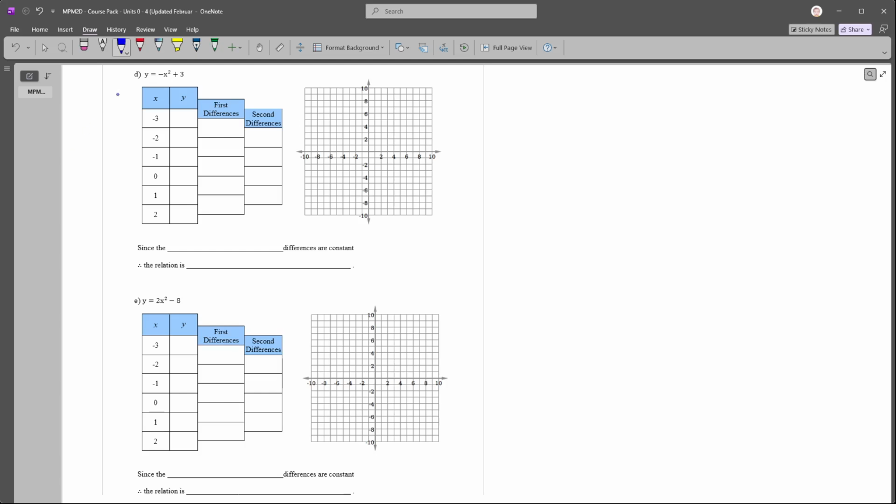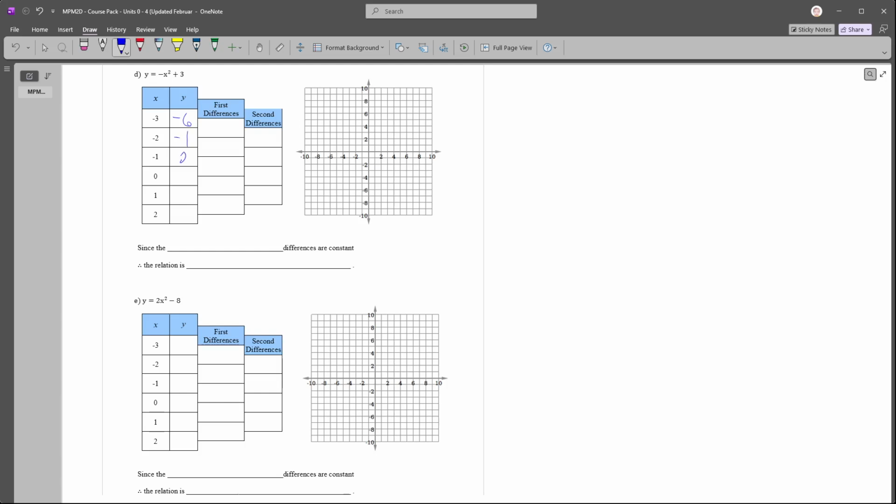Now, what you have to realize is that this negative applies after the square. It's not part of the x. It's negative x squared. So we have negative 3. That's going to be squared and give us 9. Then we apply the negative. So now we have negative 9 plus 3, which gives us negative 6. Negative 2 squared, that's 4. With the negative, that's negative 4 plus 3, which gives us negative 1.